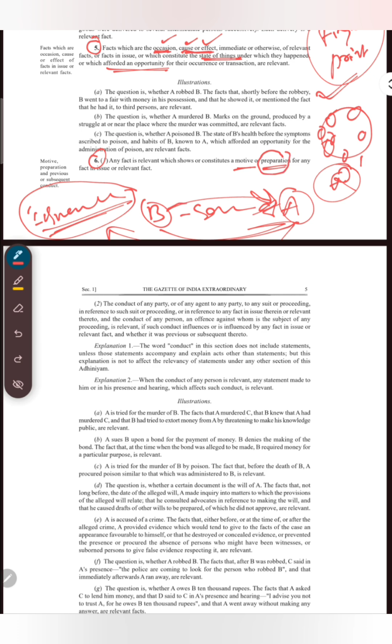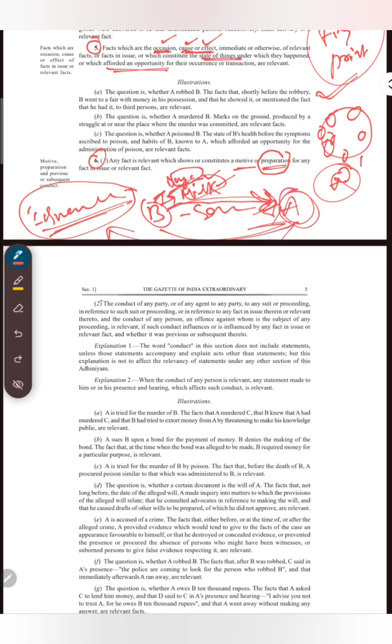If B is committing the murder of A through poison, B must have gone to the shop to buy the poison. Okay, B must have also diluted the poison into the milk or tea. So these all things are what? These all things are preparation. So these facts, the buying of poison by B, and diluting the poison into the milk of A, are relevant.